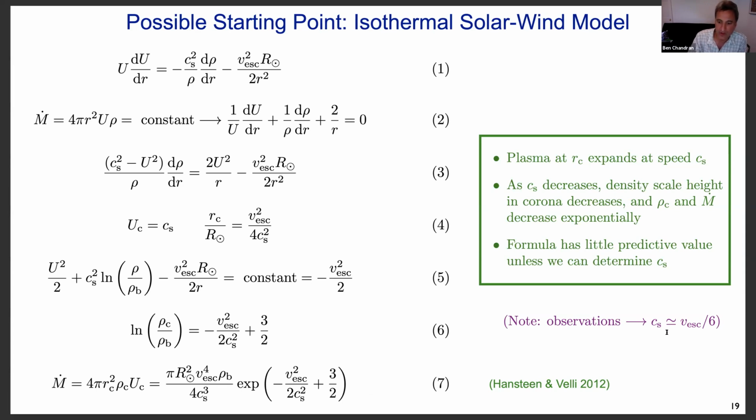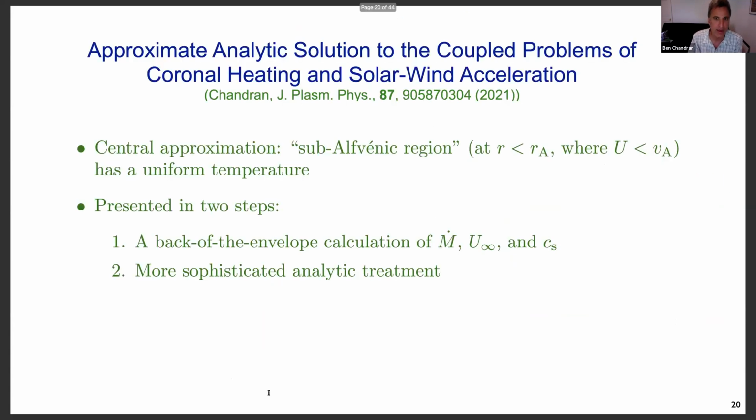Just as a note, observations tell us that CS is on the order of 1/6 the escape velocity from the sun. So this quantity here is something like exponential of -18 plus 3/2. That's a very large exponential reduction. If you have small variations in CS, you'll get large variations in that exponential factor. So we have to do something more, and that leads me to the last part of this talk.